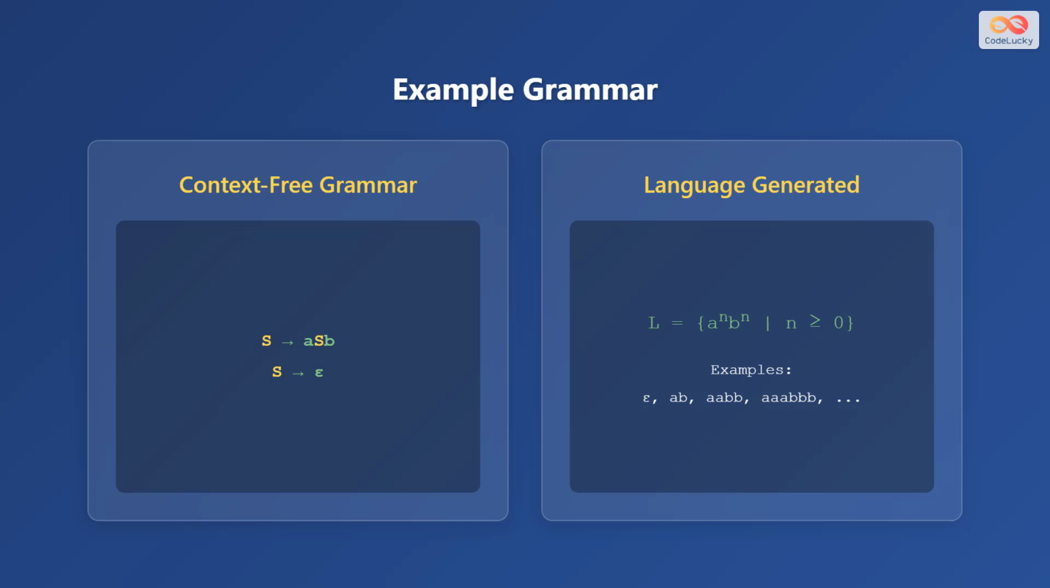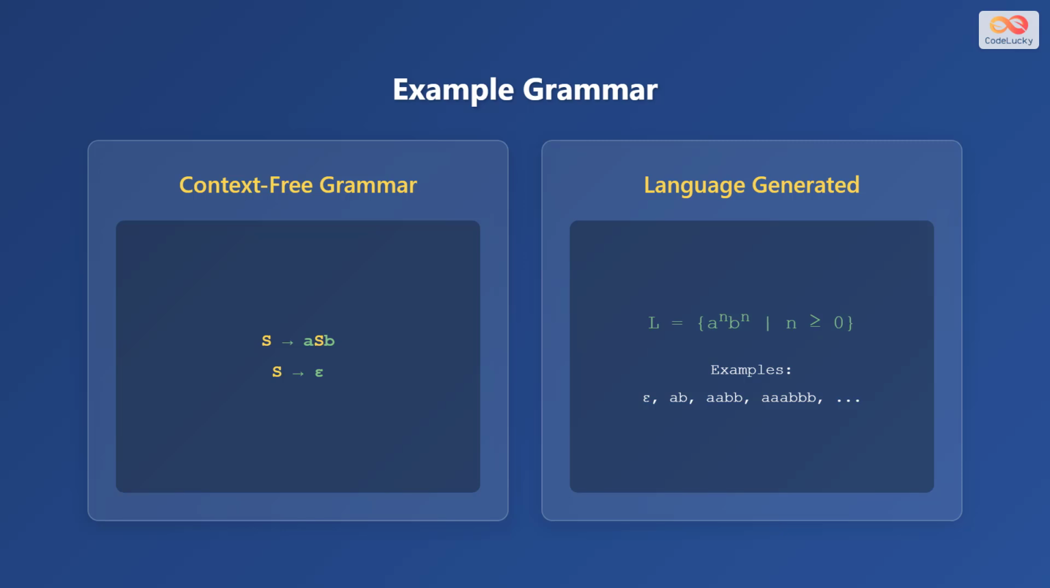Consider this example context-free grammar. The first rule states that the variable S can be replaced by a, followed by S, followed by b. The second rule states that the variable S can be replaced by epsilon, which represents an empty string.